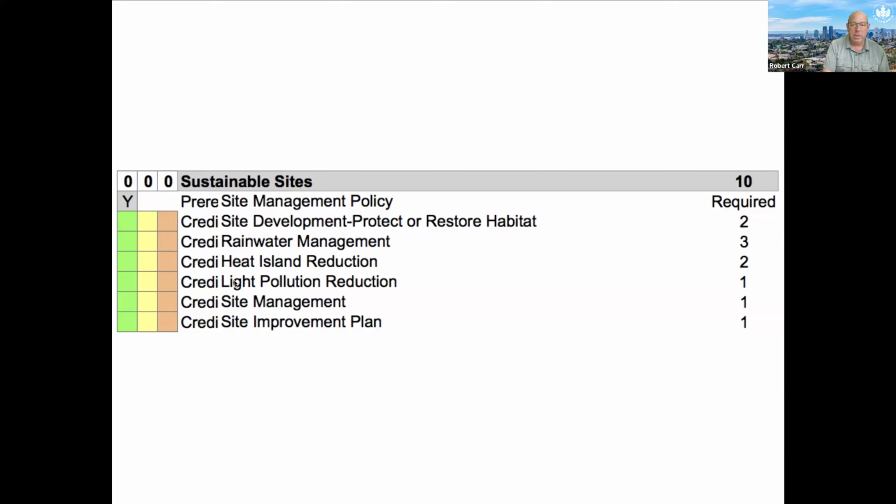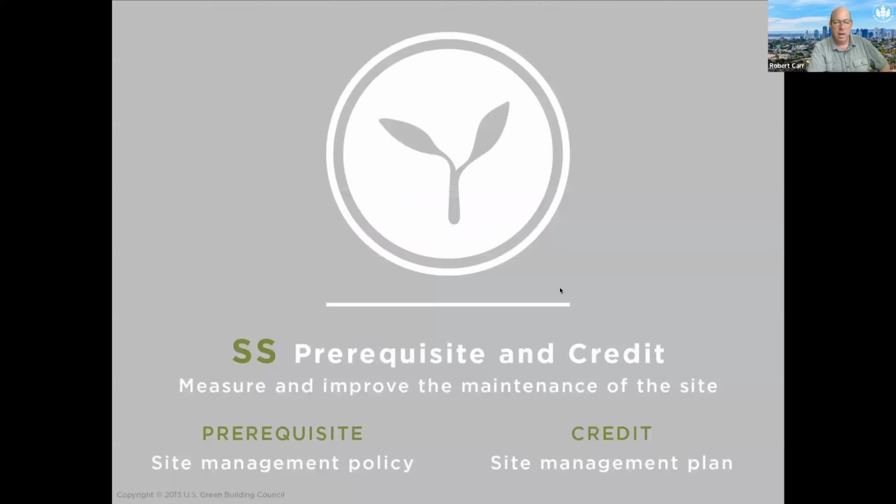Again, we don't want to have light pollution to other properties or other spaces nearby. And if you actually do the things in the site policy, you have to prove that you're doing it to get a credit for it, and a couple other things in the site improvement plan as well. So these are the different credits, but the main credits are restoring habitat, reducing the heat island, and rainwater management. So you can see where the emphasis is.